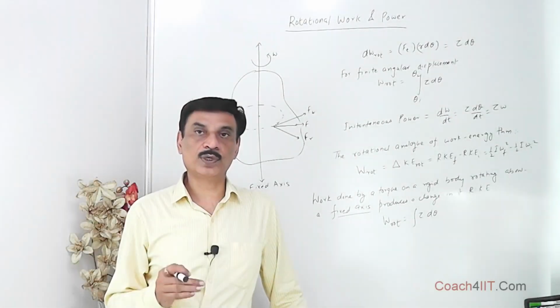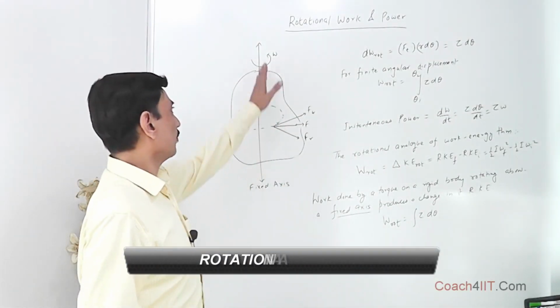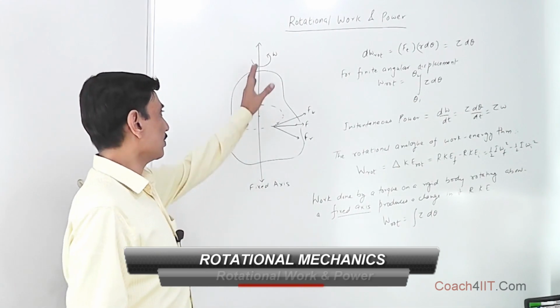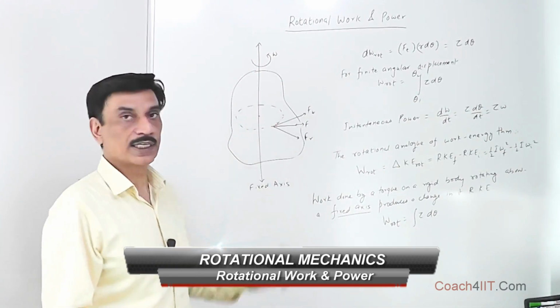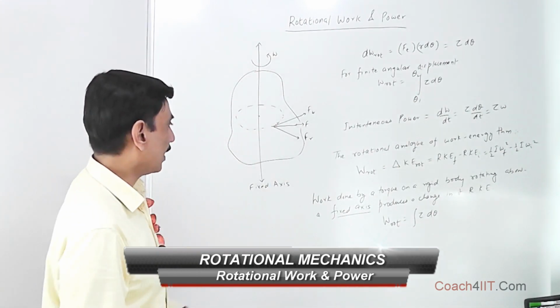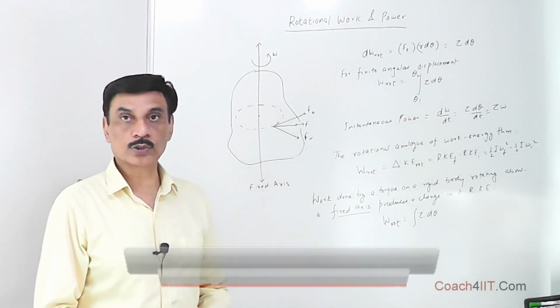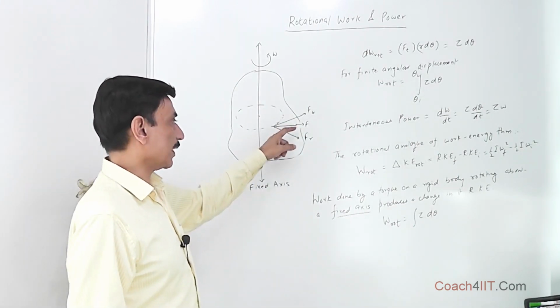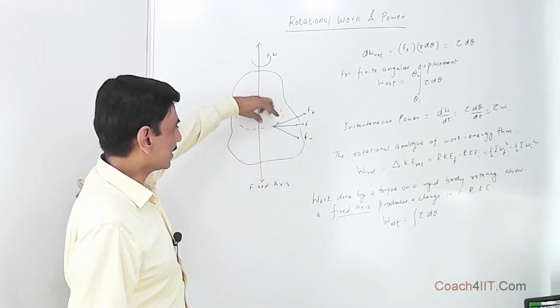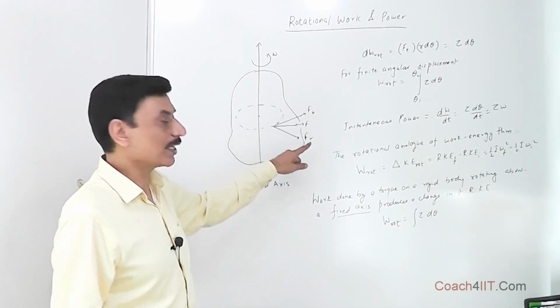Understand rotational work and power. Suppose this is a fixed axis and this rigid body is free to rotate about this axis, and a force F is applied onto this body. This force has two components. One is tangential, the other is radial force.